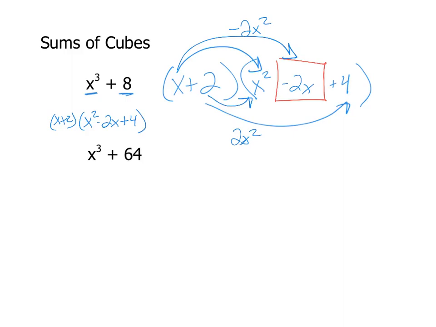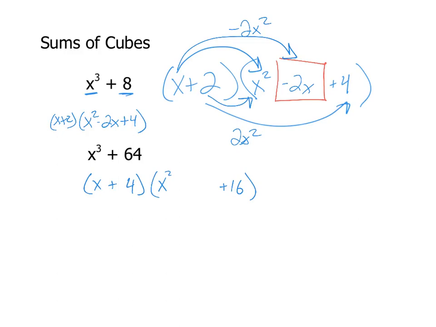So let's try that again with x cubed plus 64. So again, I know it's probably going to be an x plus 4 because the cube root of 64 is 4. And I know I'm going to have an x squared because I need an x cubed. And I know that I'm going to need a positive 16 because 16 times 4 is 64. But then again, what's going to go in that area in the middle?